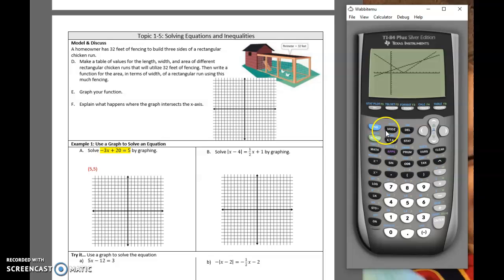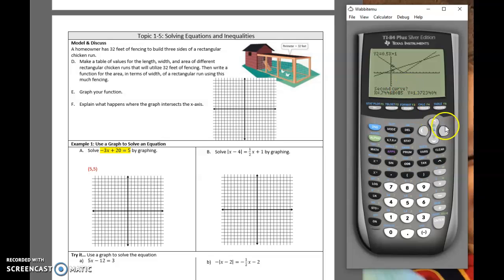So now I'm going to do the intersection. So I'm going to do second, trace, and I'm going to do the intersection, so 5. And then this is where it matters where your cursor is. So we need to be on one side. So we're on this side here. And I went over there by hitting the left arrow. And then I'm going to hit enter.